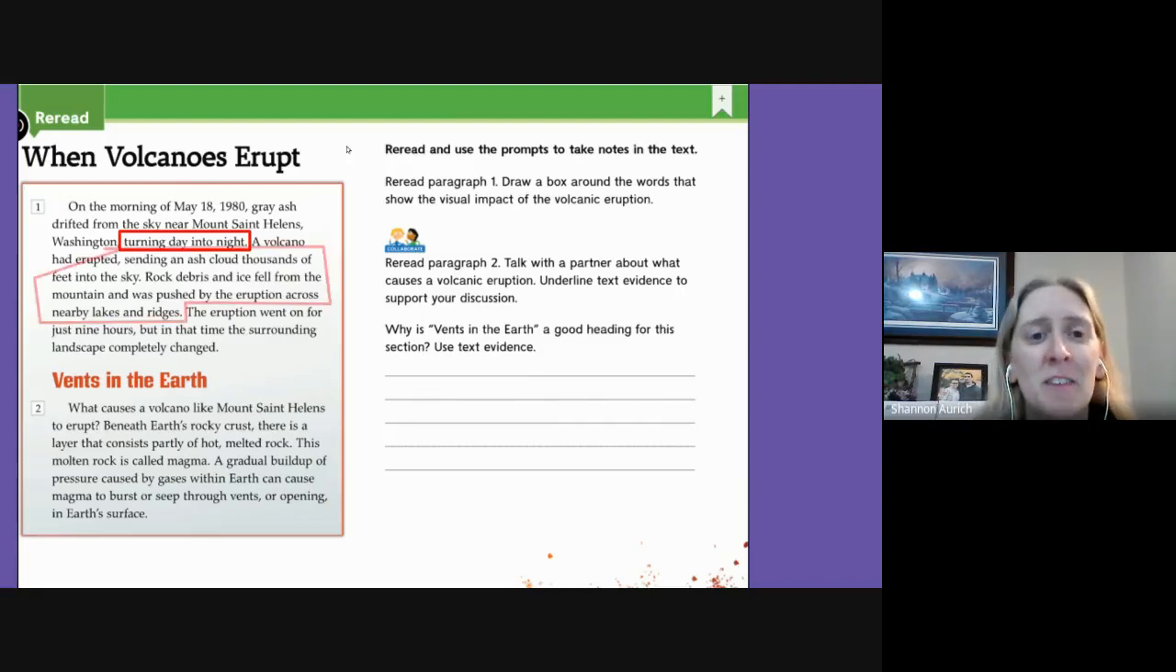Here's the rest of it. Sending an ash cloud thousands of feet into the sky. Yes, that's pretty high. Rock debris and ice fell from the mountain and was pushed by the eruption across nearby lakes and ridges. So you could all see that is the visual impact of the volcanic eruption. All right, then reread paragraph 2. Talk with a partner about what causes a volcanic eruption.